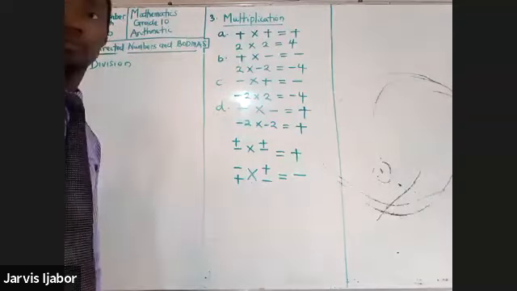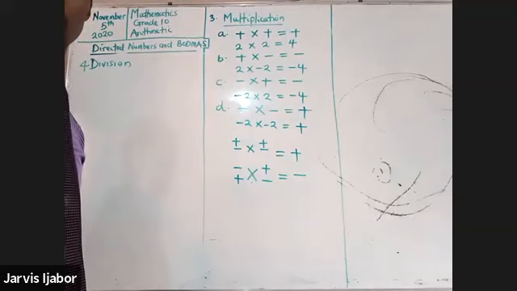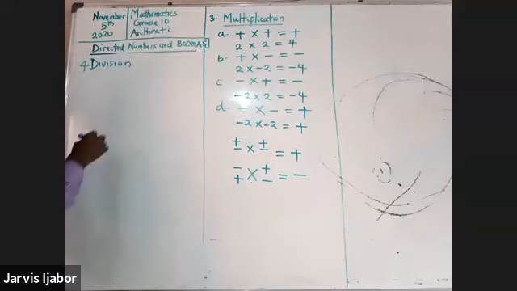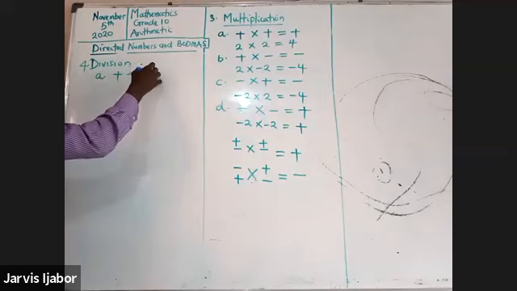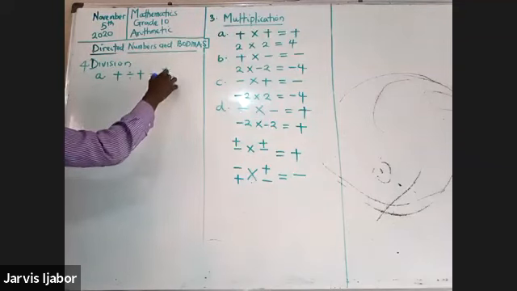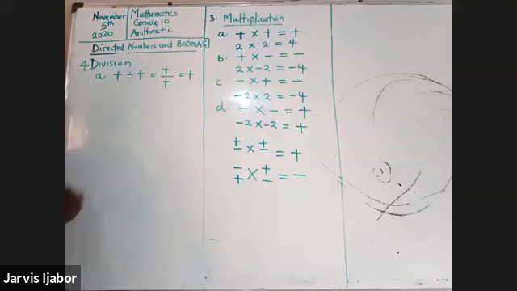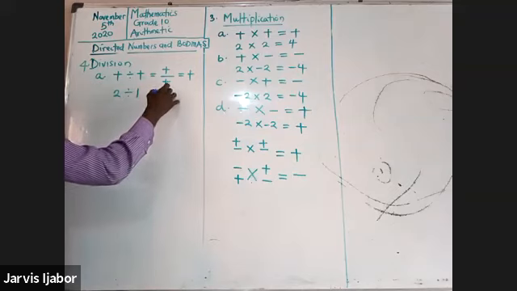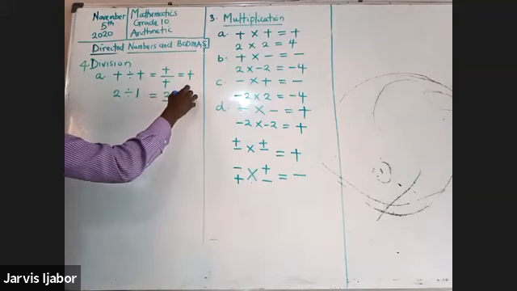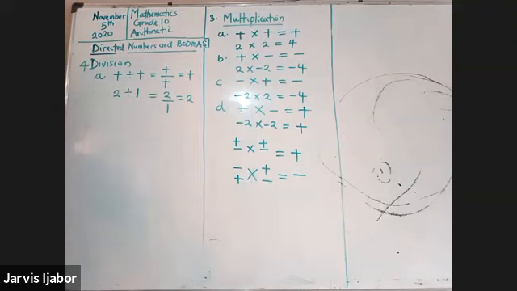Number 4, division. In division, if I say positive divided by positive, this will be positive over positive, and that must be positive. So if I say 2 divided by, let's say, 1, it will be 2 over 1. That is what? 2. Just use that as an example, just to give you a feel of what we're doing later.